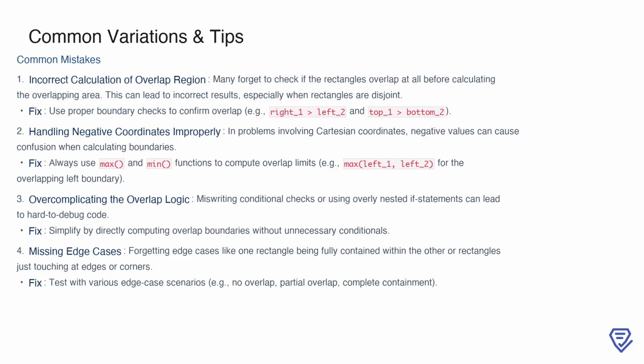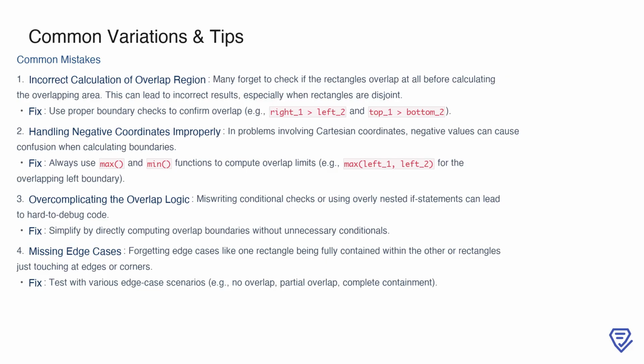Another frequent issue arises when handling negative coordinates. Since the Cartesian plane includes both positive and negative values, it's easy to get confused when determining boundaries. A reliable way to handle this is by consistently using functions like max and min to compute the limits of the overlap. This ensures you're always selecting the correct boundaries regardless of the coordinate signs.